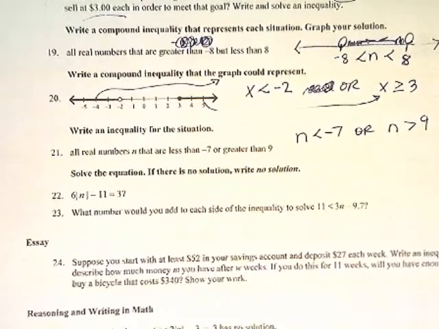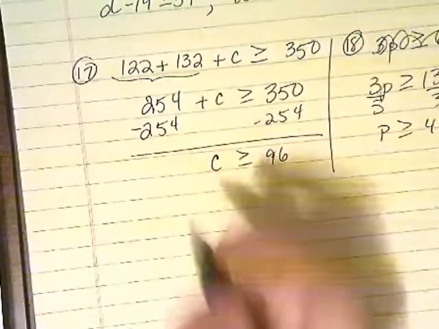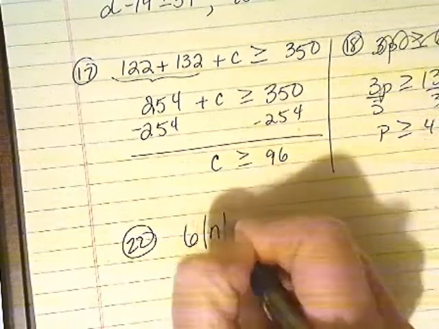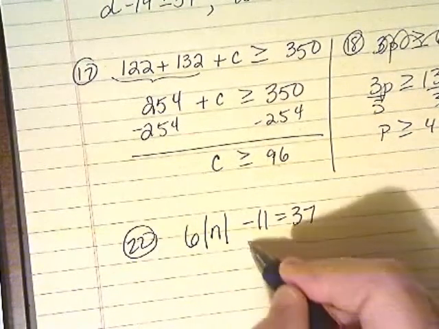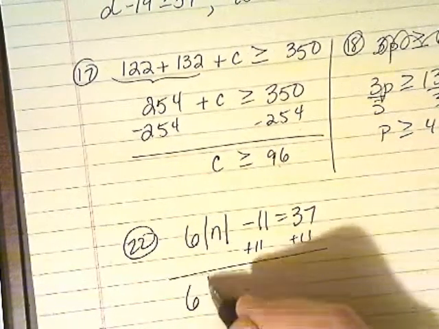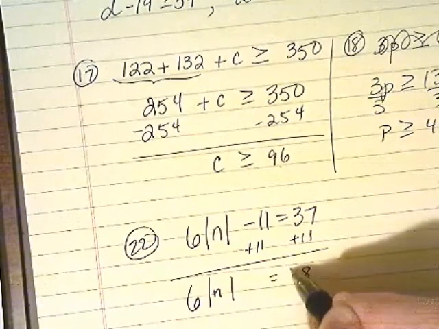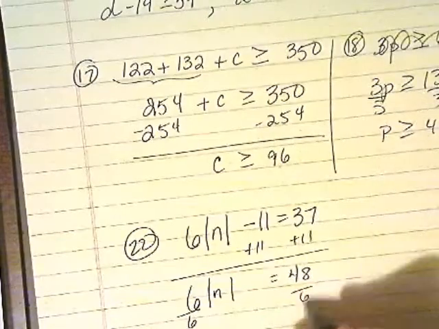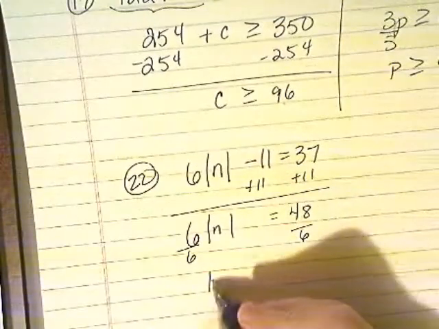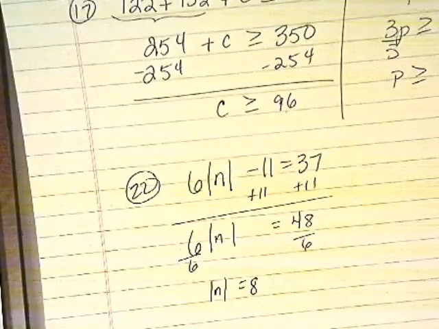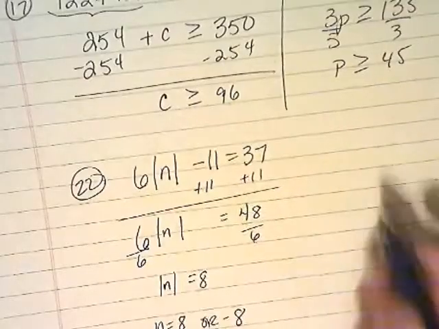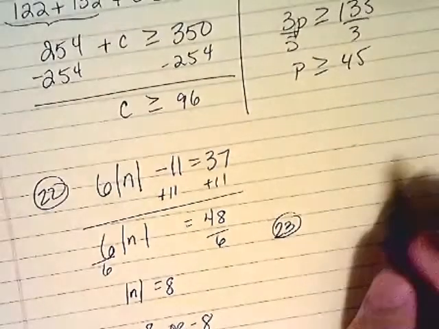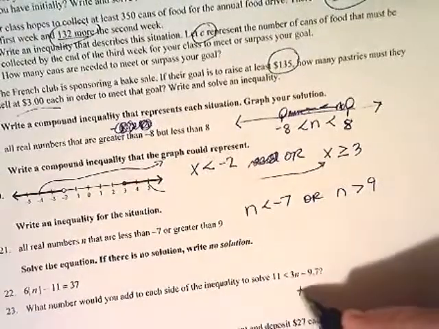22, solve the equation. If there's no solution, write no solution. So here's 22. 6 times the absolute value of n minus 11 is 37. You want to isolate that absolute value, so you're going to do that just like we've always done. Divide by 6. You're going to get absolute value of n is equal to 8. So what could n be? Well, n could be 8 or -8. 23, what number would you add to each side in order to solve? There's a picture of 23. You would add 9.7.